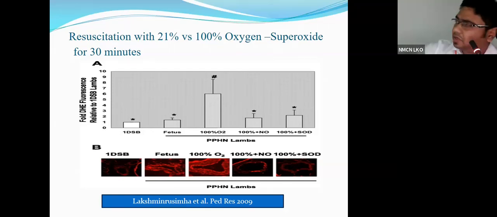oxide. As you can see in the picture, the third picture where 100% oxygen is used, there is a thickness of the pulmonary arteriole. So giving 100% oxygen is detrimental. And as you see in the next slide, when you add nitric oxide to 100% oxygen, there is a tremendous decrease in the thickness of the pulmonary vasculature.